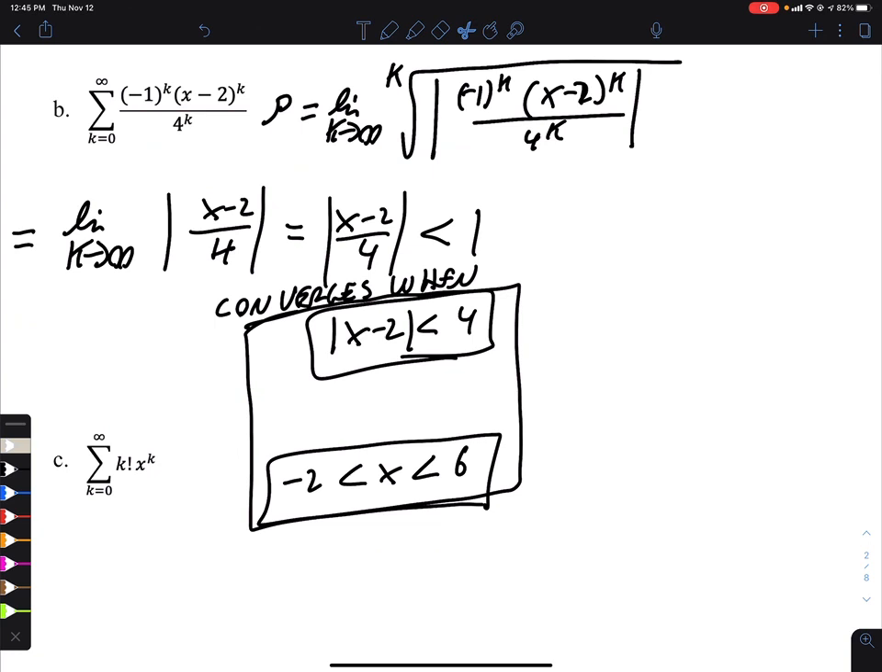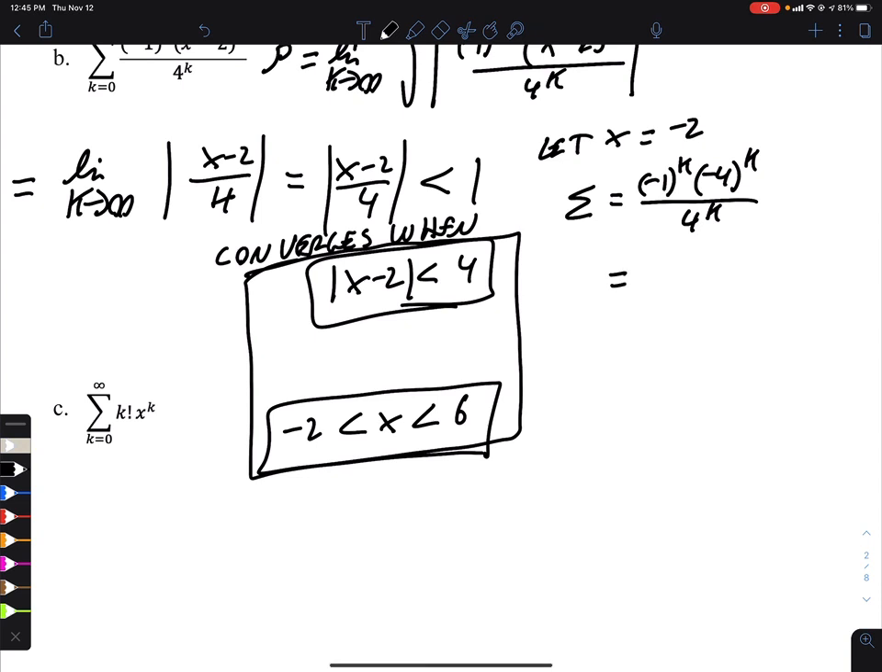So here's what I'm saying. If this were to equal 1, it might converge, it might not converge. So I have to consider those cases of what happens. So at negative 2 and 6, it equals 1. So I need to let x equal negative 2. I'm going to put a negative 2 there and see what happens. So we will get this negative 1 to the k, and I'm going to put a negative 2. Negative 2 minus 2, that's going to be negative 4 to the k, all over 4 to the k.